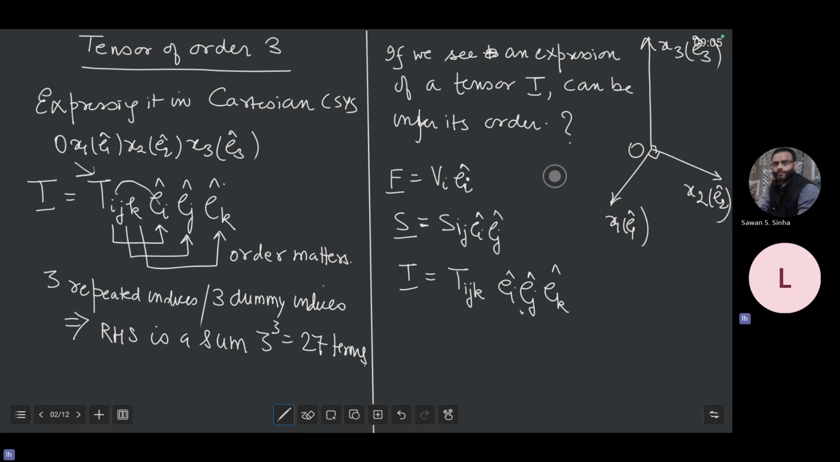Yesterday, when I introduced the notation for a tensor, we just said that if I put an underbar, it means a tensor. Of which order, it will not be clear looking at the symbol itself. However, now we have a hint available by which you can infer the order of the tensor if we have expressed that tensor in Cartesian coordinate system. Suppose f is a vector.